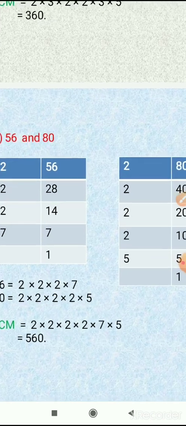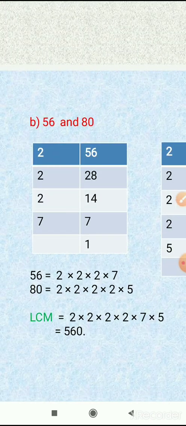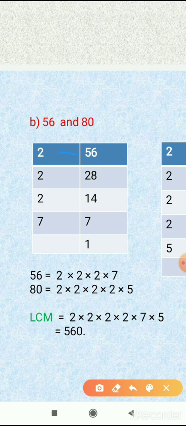Next example is 56 and 80. Now first we will find prime factorization of 56. 56 is divisible by 2. By dividing 56 by 2, we get quotient 28. Now 28 is divisible by 2.